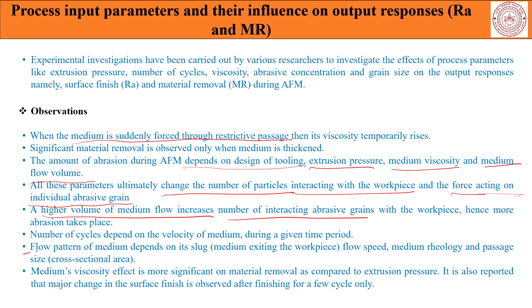Also, the flow pattern of the medium depends on the way that it exits the workpiece. We call this slug, which comes out after the finishing process. Of course, it is having dislodged material. So, there is some increase in the volumetric compaction, the mass per unit volume and other things of the medium which comes out. Now, the medium flow pattern of course would depend on the flow speed of the output flow.